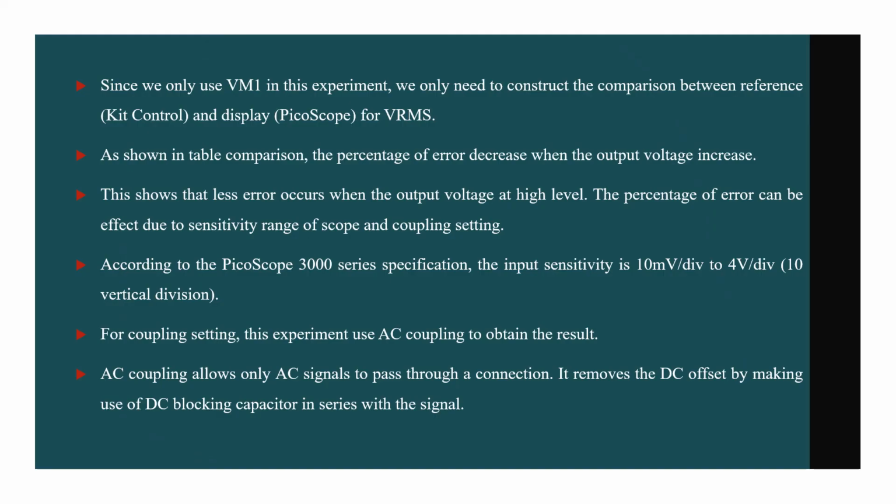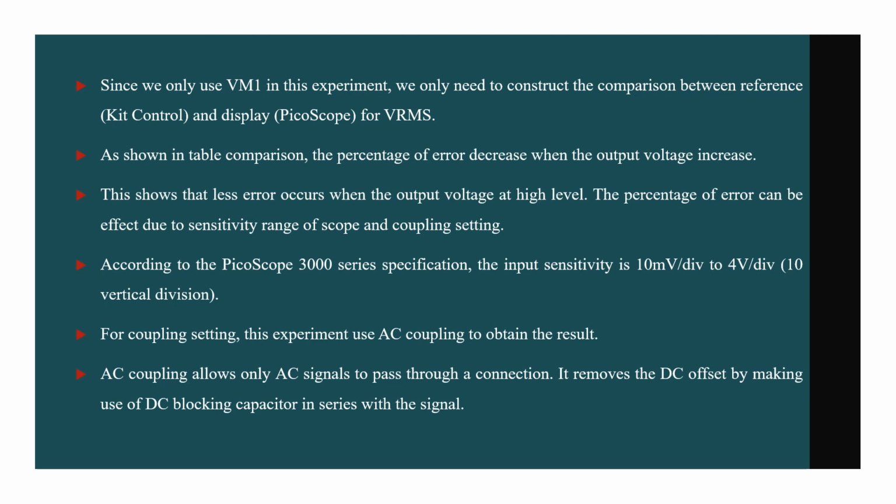Okay, since we only use VM1 in this experiment, we only need to construct the comparison between reference, kit control, and display PicoScope for VRMS. As shown in the table comparison, the percentage of error decreases when the output voltage increases. This shows that less error occurs when the output voltage is at a high level. The percentage of error can be affected by sensitivity, range of scope, and coupling setting.